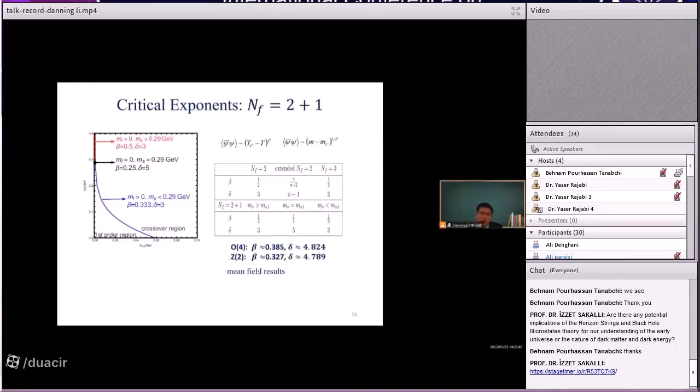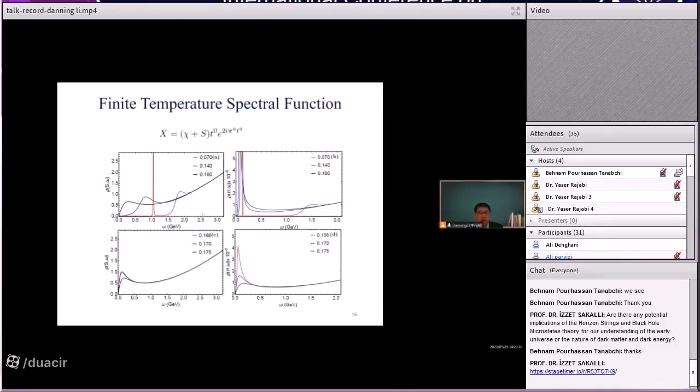But here there's a drawback. The critical exponents extracted here are actually the mean field results. This may be because of the Lagrangian separation, and how to do the correction is still under investigation. Okay.